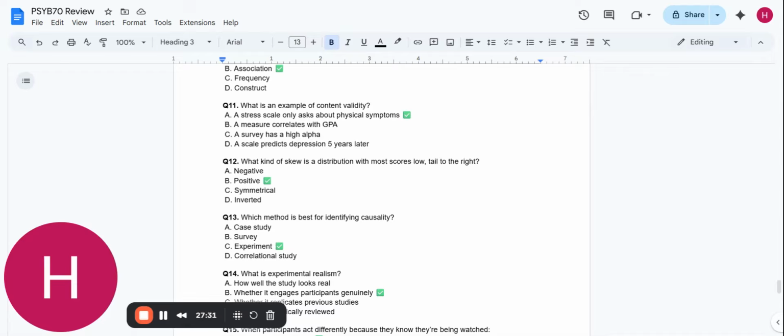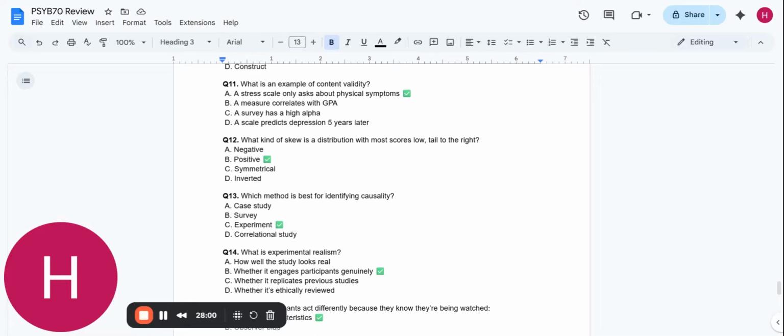So what is an example of content validity? The first one is the correct one: a stress scale only asks about physical symptoms. When we don't have content validity, it means that some important parts are missing. Number B is correlation. It's about criterion validity. Number C is about reliability, not about the content. And number D is about prediction. So it's predictive validity that we have.